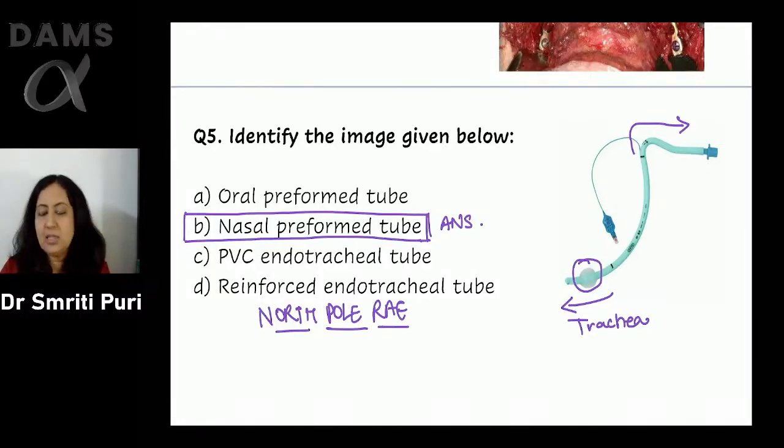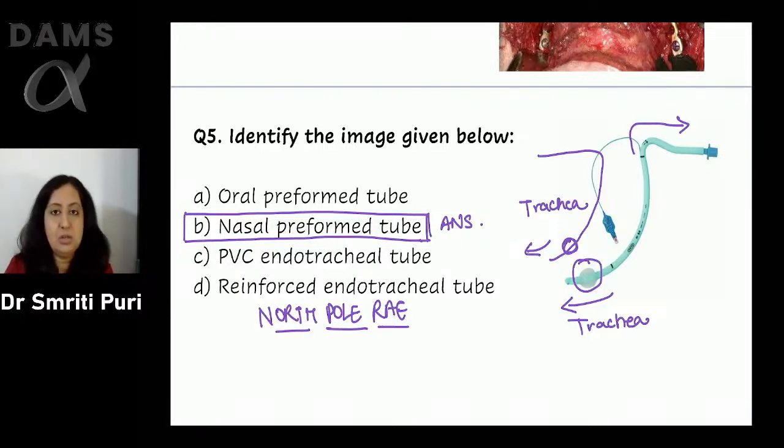Now let us imagine if you have this similar tube, but the bend is towards this side. There is a cuff over here, so this end will go into the trachea. You have to imagine the patient, that you are putting this in the patient. You have to use your visual imagination at the exam time.